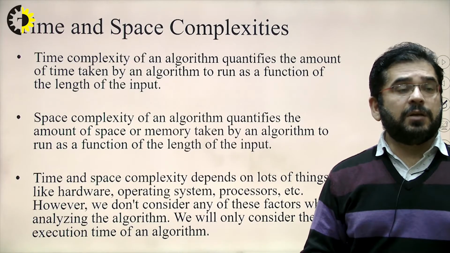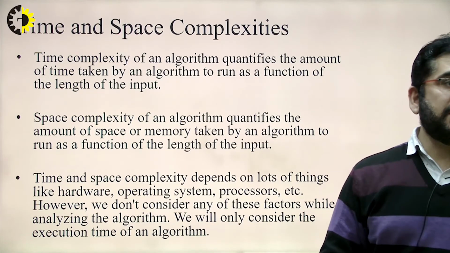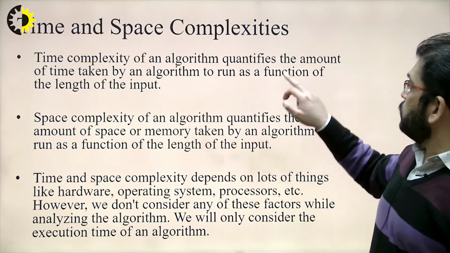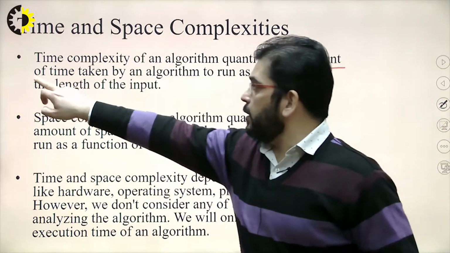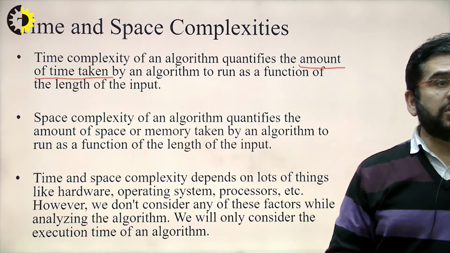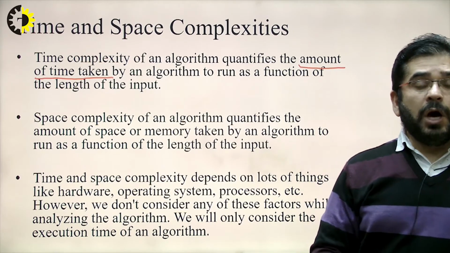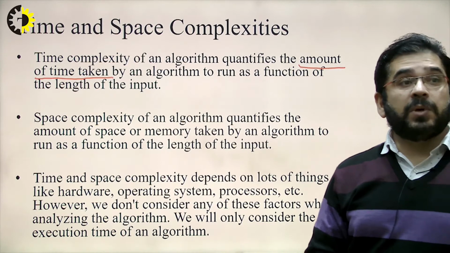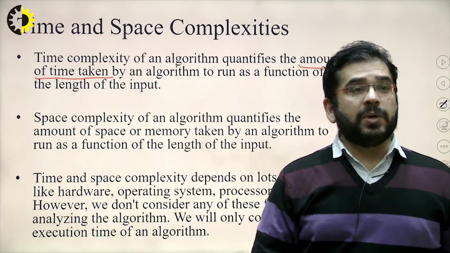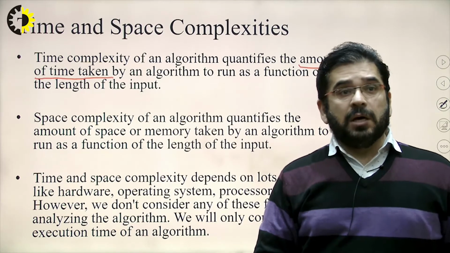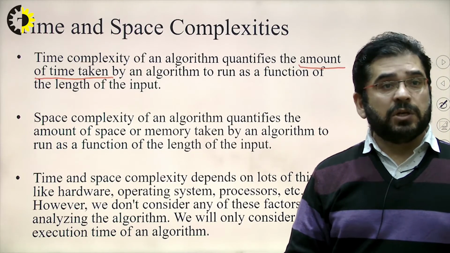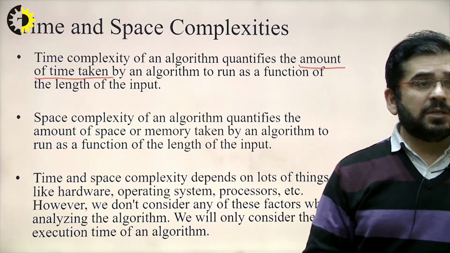First of all, I'll tell you the definition of time and space complexities. The time complexity of an algorithm basically quantifies the amount of time taken by an algorithm to run as a function of the length of the input. Underline this point. So how much time an algorithm or a computer program takes to run and to give the desired correct output, that is termed as time complexity. Similarly, the amount of space or memory taken by an algorithm to run as a function of the length of the input is called the space complexity.